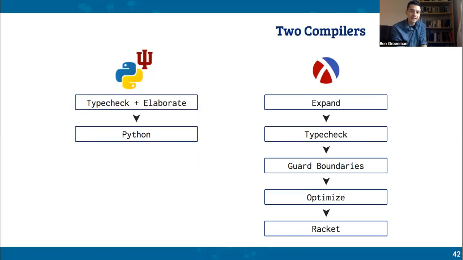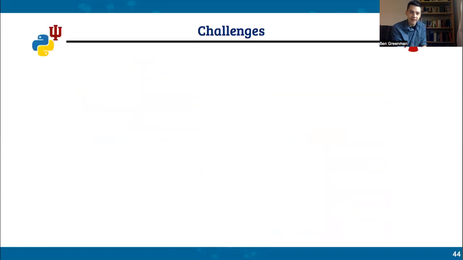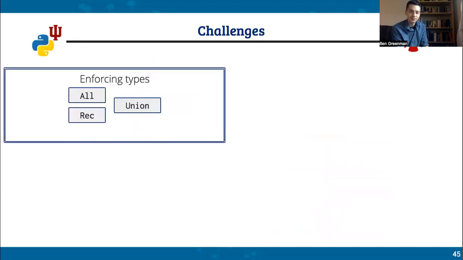So ideally, what we'd like to do here for adding Transient is to change only the guard pass. Everything else, the expander has to stay the same, the type checker should stay the same, and the optimizer and Racket, we'd like to reuse those as well. So can we slot out that one pass and insert this other one? That's the question. And it can be done, but there were many bumps in the road along the way. So let me just quickly describe what we ran into.